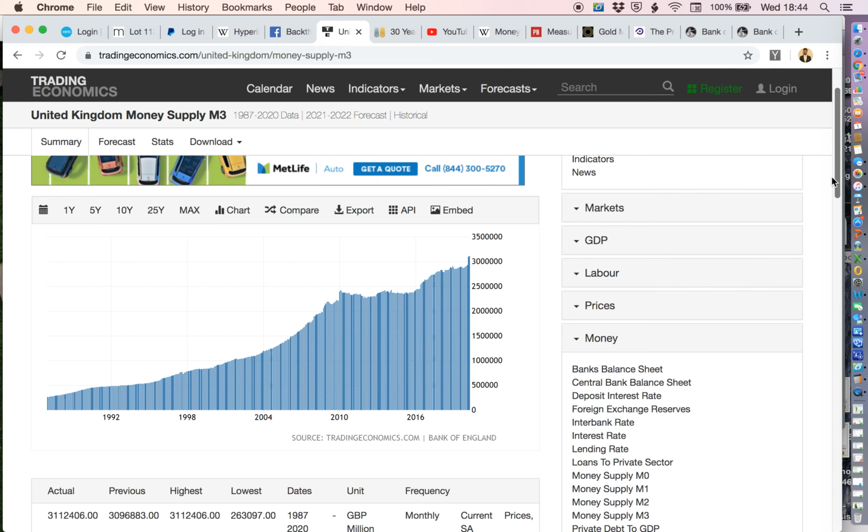Here's the thing I found interesting. I didn't actually know this until I put it together. So you can see from the graph from 1992, essentially 500,000 million in existence in terms of the full money supply that is with the Bank of England. This is not including private debt, by the way. So take that into account. 500,000 million. If you go to today, 3 million. That's a 6-fold increase.